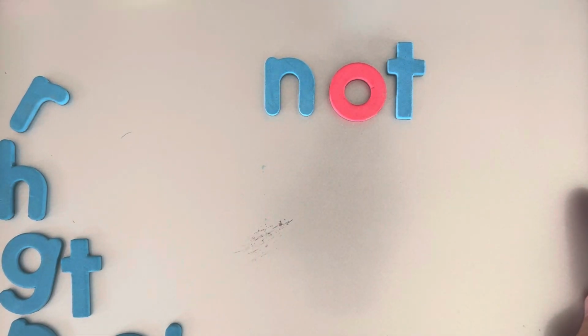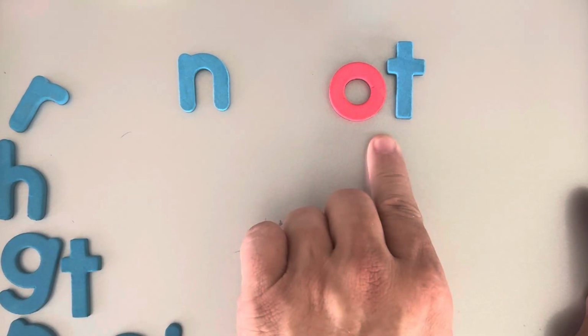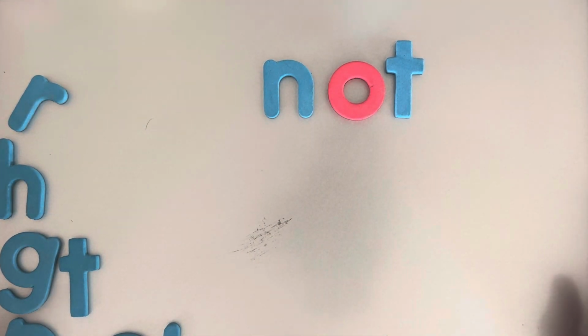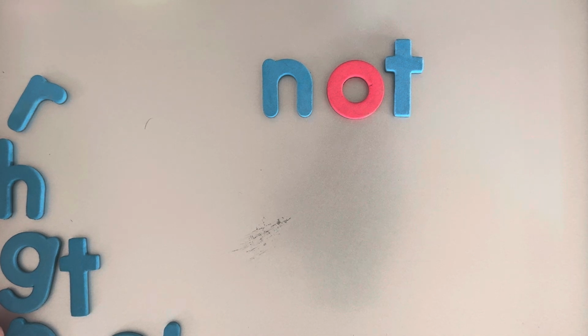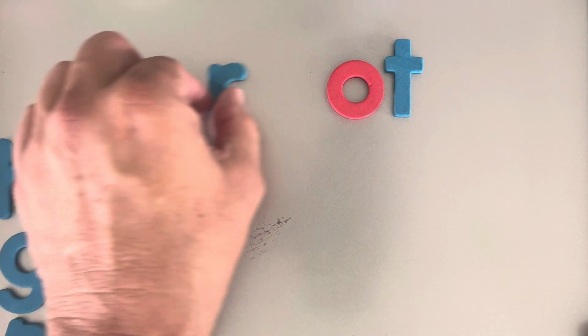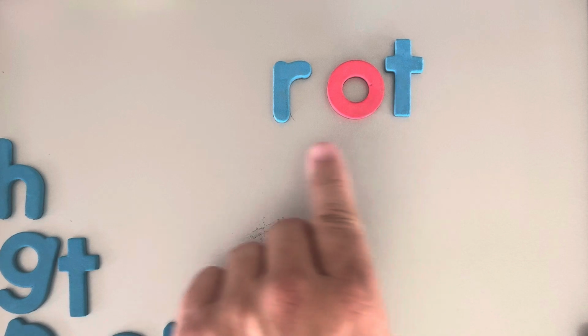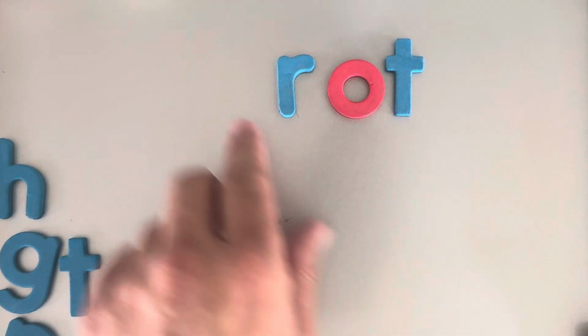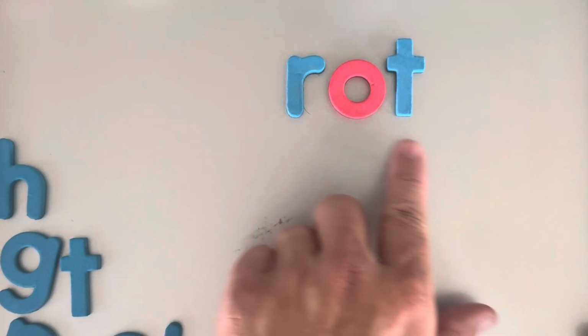Not. The onset is n, and the rime is ought. We've now made the word not. But we can change the word not and make it say rot. I'm going to slide the onset n away, and slide in an r, and make the word rot. So by changing the onset, I change the word to a different meaning. The rime stays the same, ought, and the onset, the letter R, comes in: rot.